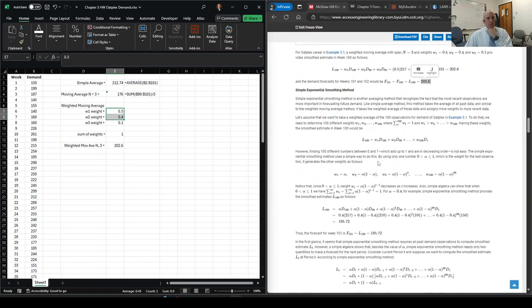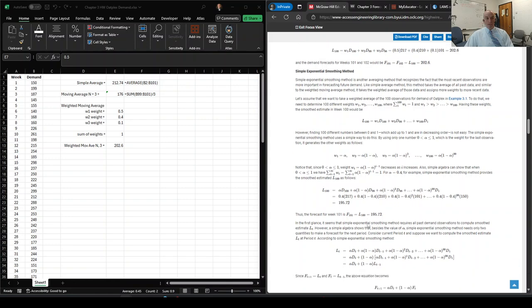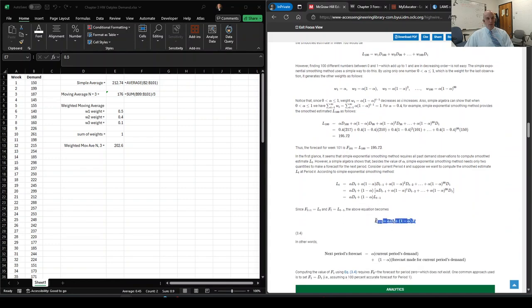Another method that the book talks about is this simple exponential smoothing method. And this is one where we're basically taking this concept of weights and we're weighting every single week. It turns out that there's a way to do it, and this algebraically goes through and says, okay, we're going to weight all 100 weeks, and they're each going to have a weight, W1, W2, all the way to W100. It turns out that there's an easier algebraic way to do that. If you look at all this math, it comes down to this equation right here.